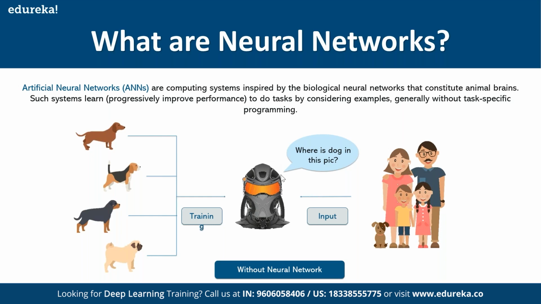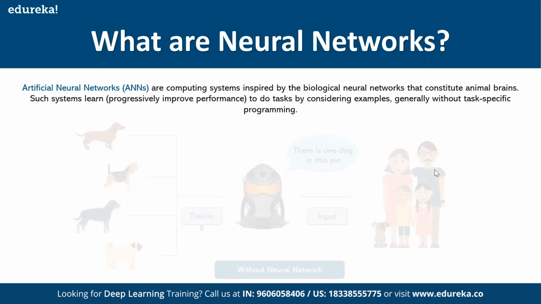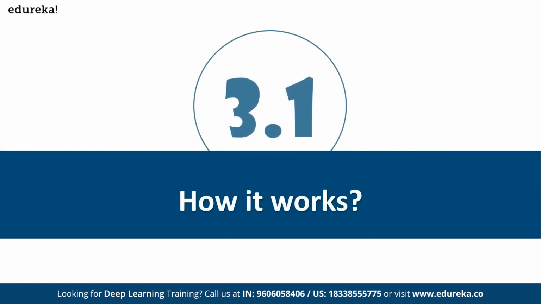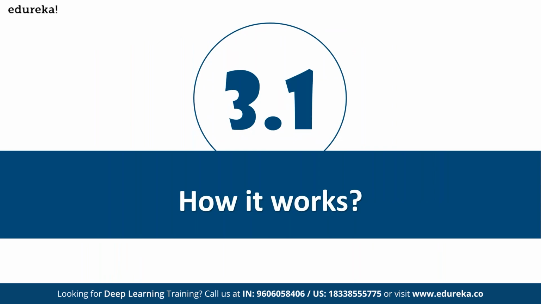But if we train this neural network with different dog images, then after training, it will be able to say, okay, there is one dog in this pic. It will identify, okay, there is one dog in this pic. Okay. So let us try to now understand how it works.